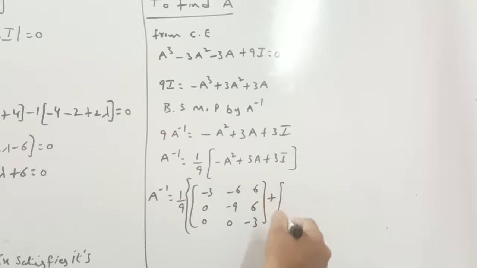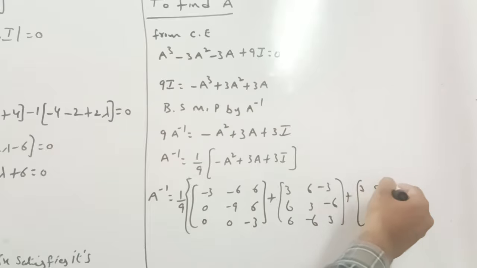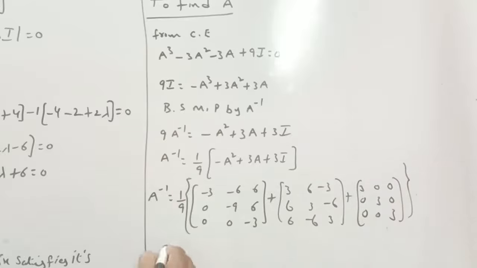Then 3A, what is 3A? 3, 6, minus 3. 6, 3, minus 6. 6, minus 6, 3. Then what is 3I? 3, 0, 0, 0, 3, 0, 0, 0, 3. Okay. So therefore, how much do I get here?